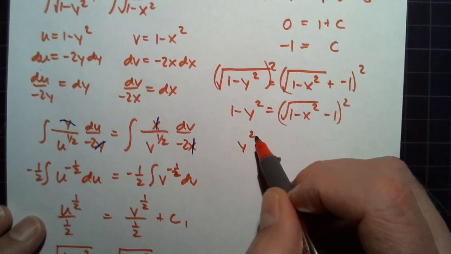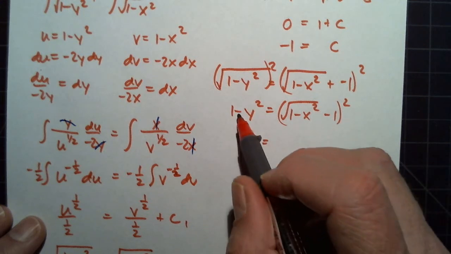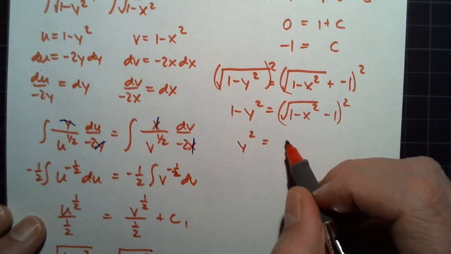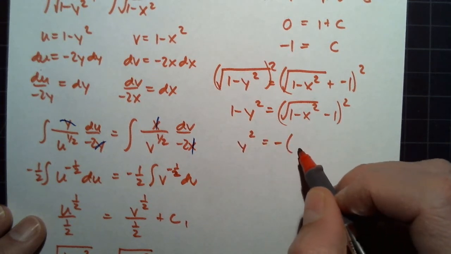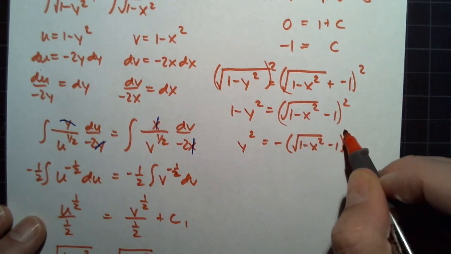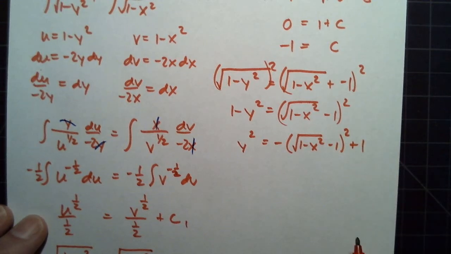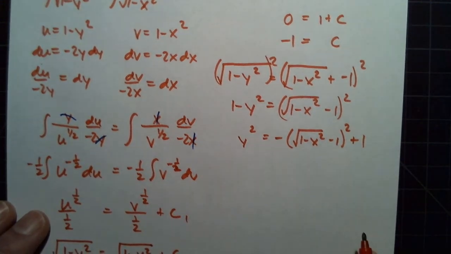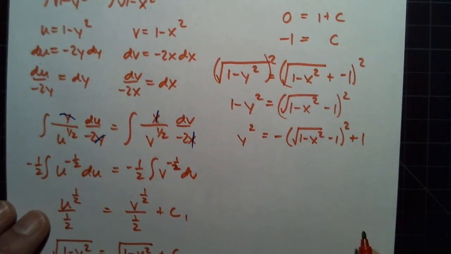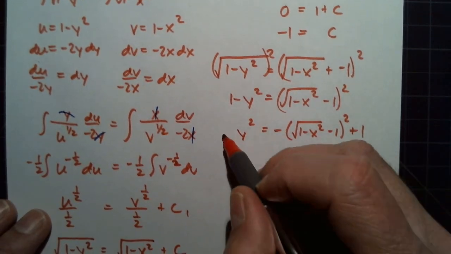Let's continue by subtracting 1 and then also dividing by a negative. So this whole thing is negative. If I subtract 1 and then divide by a negative, it'll be a plus 1. Alright, and then square root.